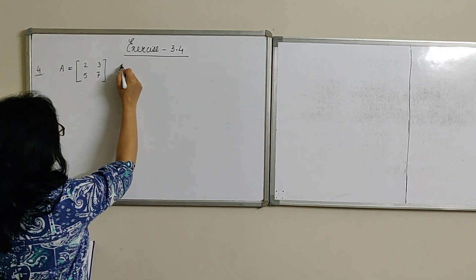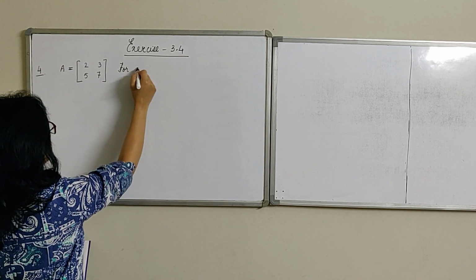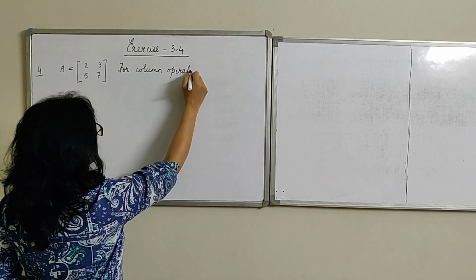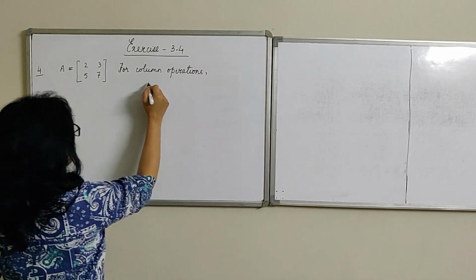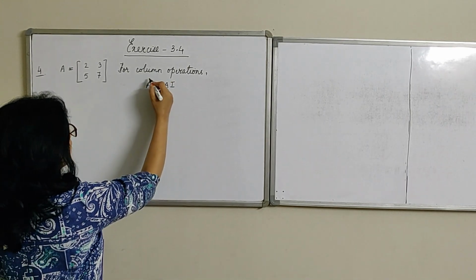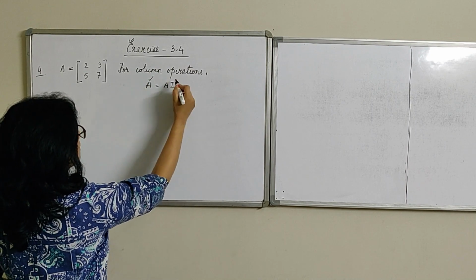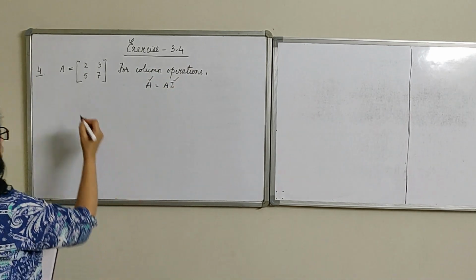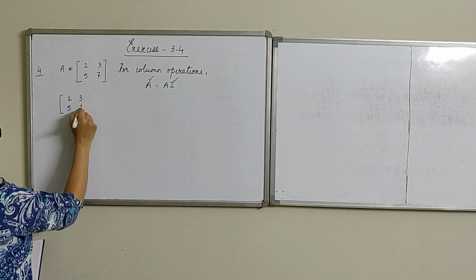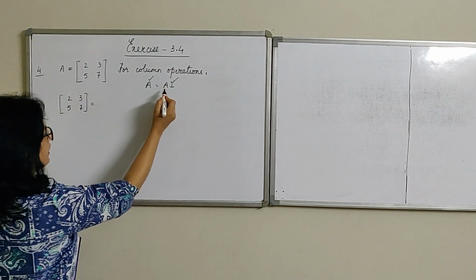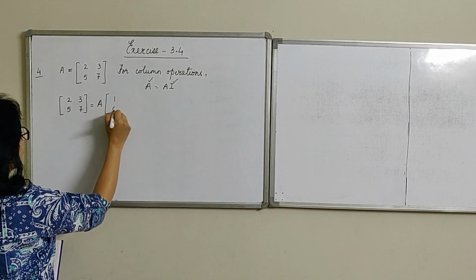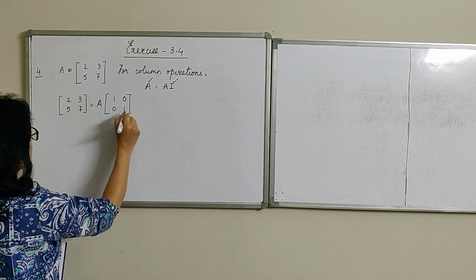Now since we are using column operations, we have to remember that for using column operations, the matrix equation has to be A is equal to matrix A into identity matrix, where we perform column operations in matrix A and in the identity matrix. So the matrix equation is matrix A. On the right side, since we are not making changes in matrix A, it remains as such, and an identity matrix of same order.